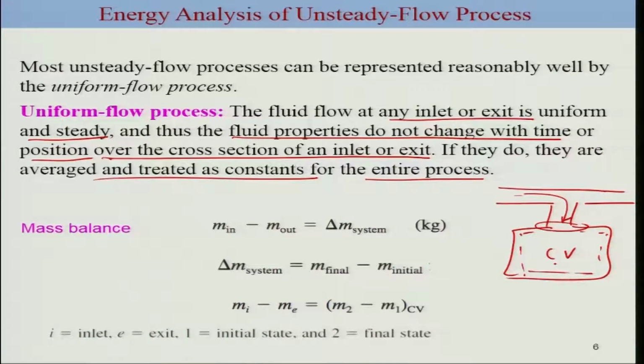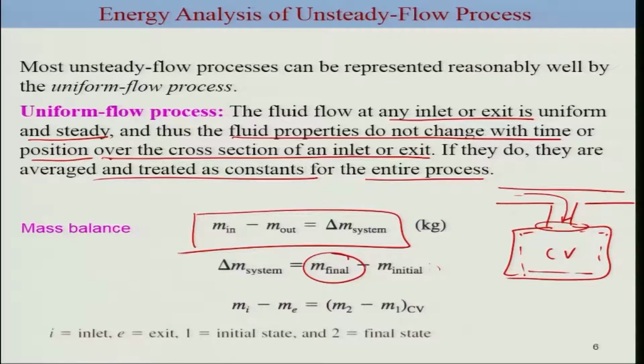So this is a simple mass balance for this particular non-uniform flow process. m_in minus m_out within the control volume is simply the change in the mass of the system, and the mass change can be written as simply the final value of the mass minus the initial value of the mass. You can write m_in minus m_out as simply m_inlet minus m_exit. This should be simply m2 minus m1 of the control volume. So this is a simple mass balance.